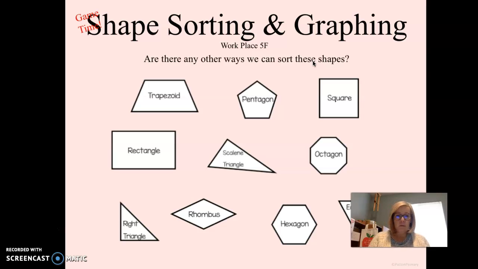Okay, let's sort our shapes into equal and unequal sides. I need to label my graph. Unequal sides and equal sides. And don't forget to write your title, all about sides.